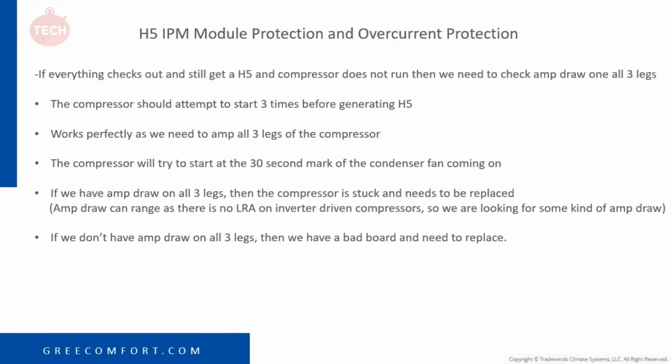So if everything checks out and you still get an H5 and the compressor does not run, then we need to check amp draw on all 3 legs. A compressor should attempt to start 3 times before generating H5. So to confirm it works properly, we need to amp all 3 legs of the compressor. The compressor will try to start at the 30-second mark of the condenser fan coming on.